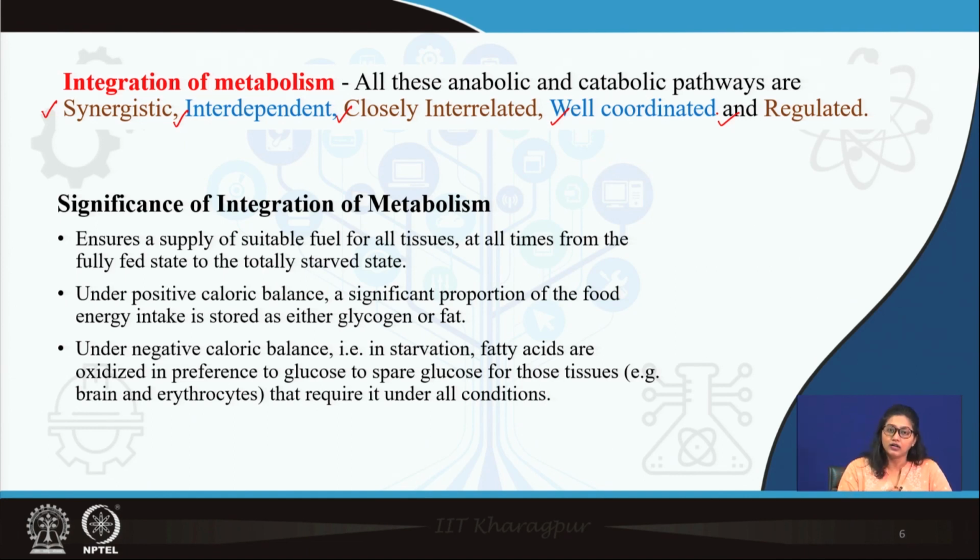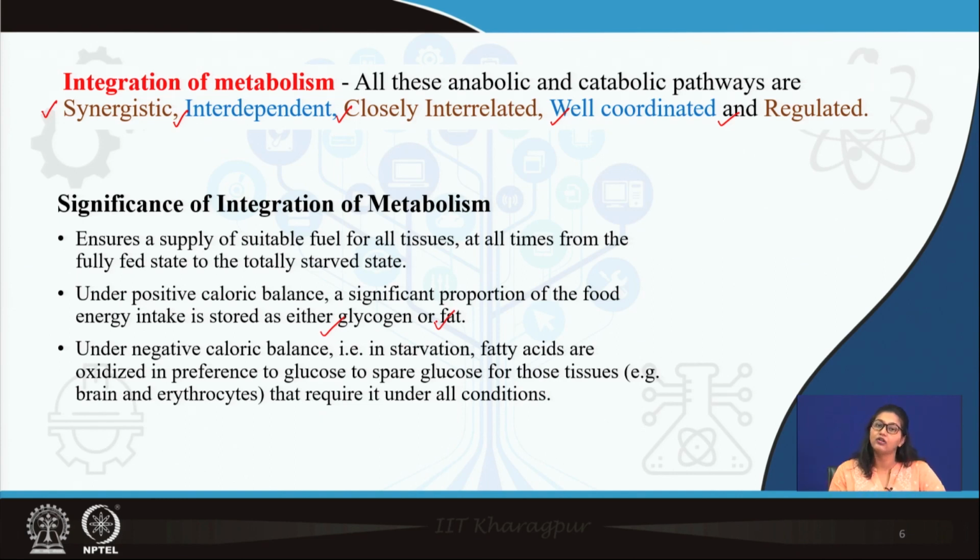Now if we talk about positive caloric balance, when there is excess or adequate supply of nutrients, what this integration does is store energy. Whatever is in excess is stored in the form of either glycogen or fat or even protein synthesis. Those are a future storage. When required we will derive from the storage. That occurs when there is negative calorie balance.